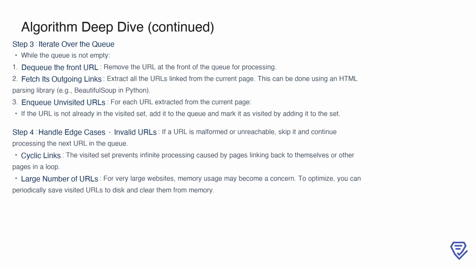Additionally, edge cases must be handled carefully. For instance, malformed or unreachable URLs should be skipped to avoid unnecessary errors. Cyclic links are naturally handled by the visited set, while memory usage becomes a potential concern when crawling very large websites. For such scenarios, optimization techniques like periodically saving visited URLs to disk can help manage resource constraints.